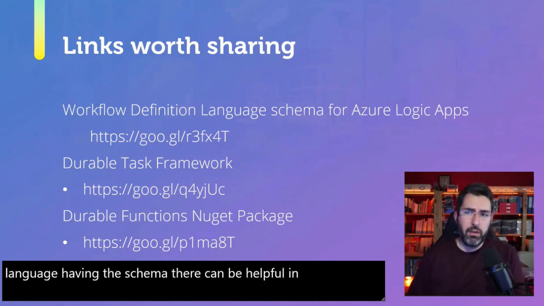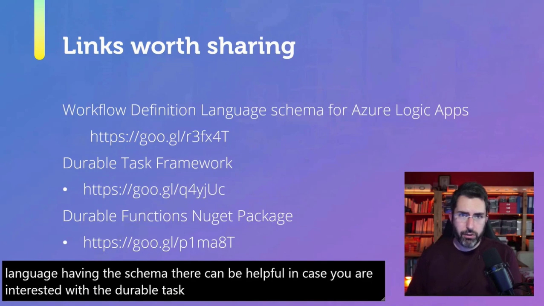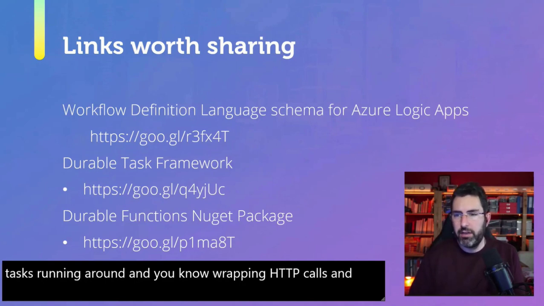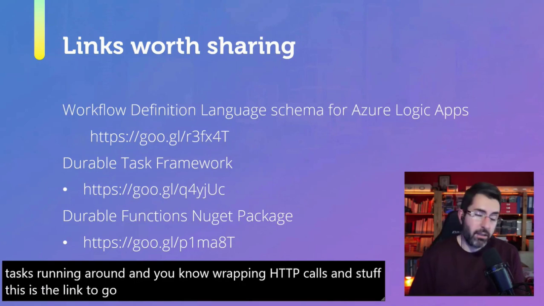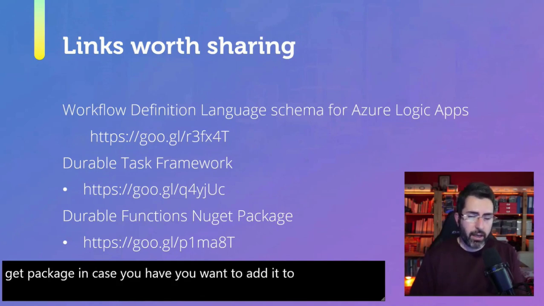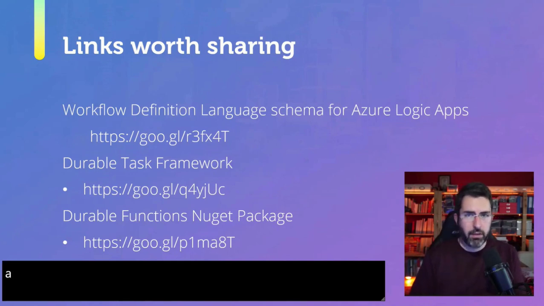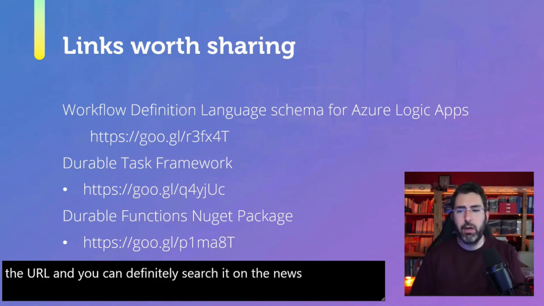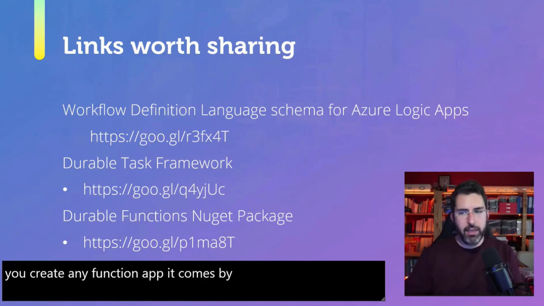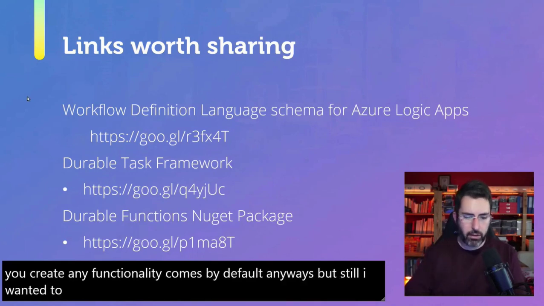In case you're interested in the Durable Task Framework, now that you saw all these awaits and tasks running around and wrapping HTTP calls and stuff, this is the link to go. Durable Functions NuGet package. In case you want to add it to a current project that you have, here's the URL, and you can definitely search for it in the NuGet package manager as well, of course. And if you create a new function app, it comes by default anyway, but still I wanted to put it out there.